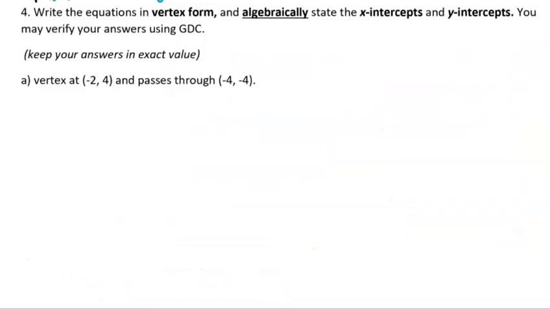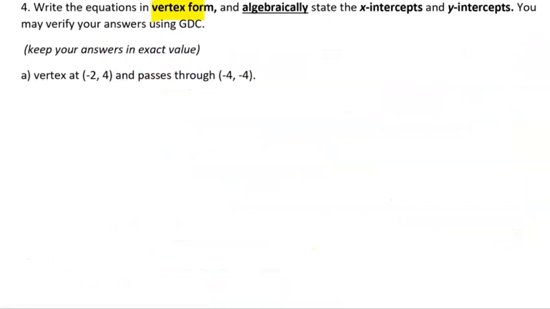Question 4. This type of question asks you to write out the vertex form, and you are given the vertex point and some other point. This point could be your x-intercept, a y-intercept, or it could be just a random point on the function.